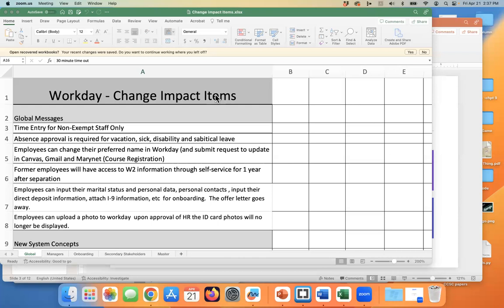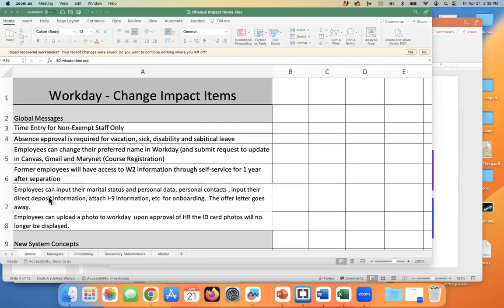So what did this process entail? If you look at my spreadsheet, for example, on the bottom, I have global, managers, onboarding, secondary stakeholders, master. So I've identified different populations or functions that are going to be impacted by the change. A global change means it's going to happen for all entities across the board.